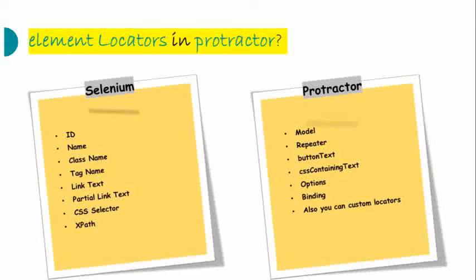Now, element locators in Protractor. As I said earlier, there are different element locators added in Protractor. So what are those element locators? Those are model, repeater, button text, CSS containing text, options, binding, and also you can create your custom locators. Apart from these locators, there are other element locators which were there in Selenium. So you have all the locators which were there in Selenium plus these element locators that you can use to write your XPath or to find your web elements on the page.